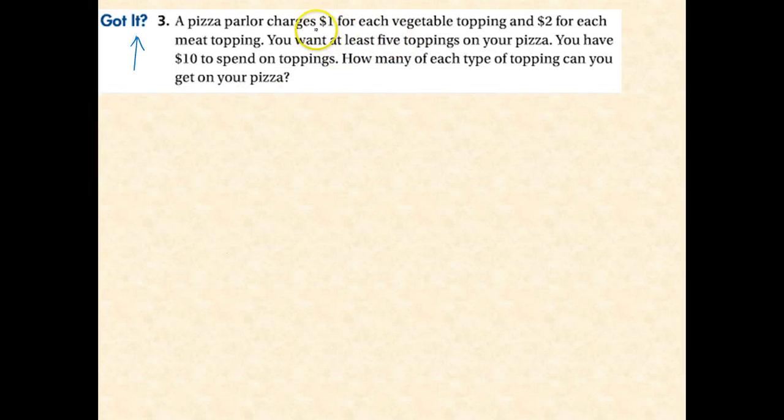Alright, so we're talking about vegetable toppings and meat toppings. So let's let x be the number of veggie toppings, and let's let y equal the number of meat toppings. We want to get at least 5 toppings, so we want x plus y to be greater than or equal to 5.